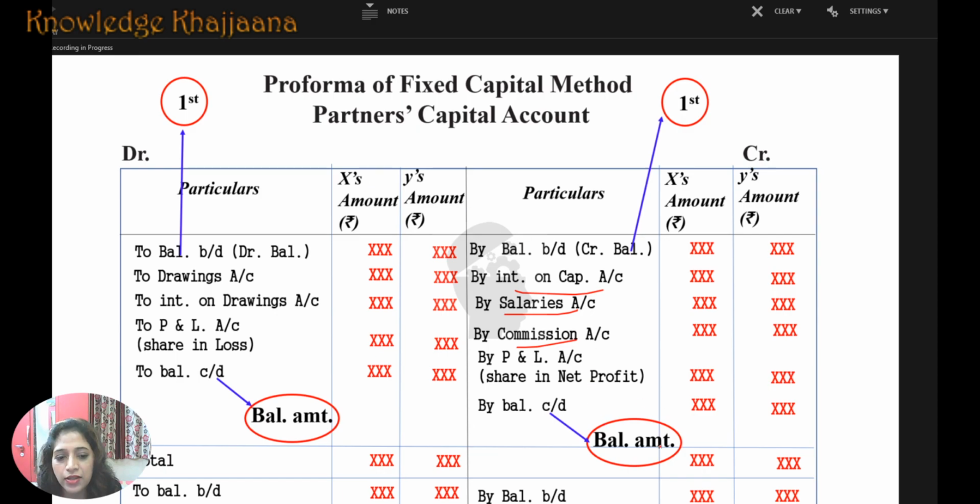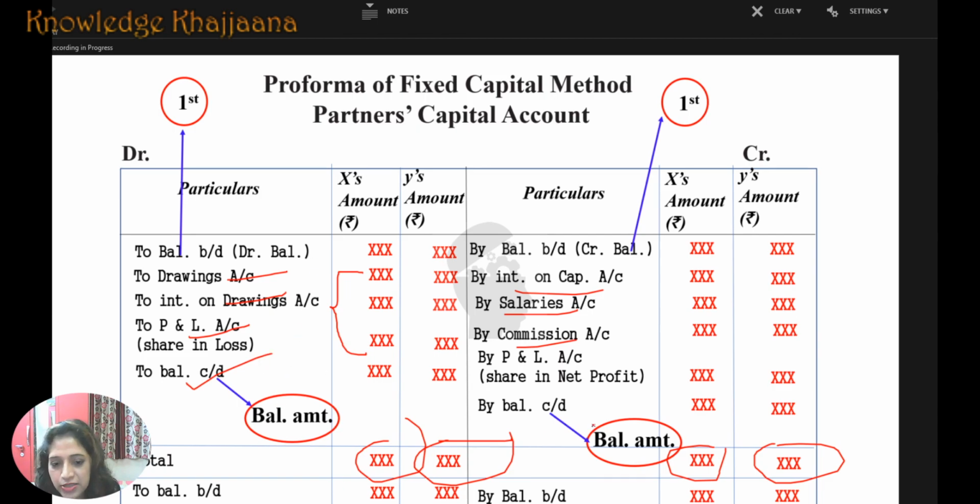Then this total is carried out, and the drawings, interest on drawings and share, all these totals are deducted from this amount. This amount and this amount are the same, and the total of these amounts is deducted from this total. So the balance would be the balancing figure. If this side is bigger, then this would be the balancing figure.